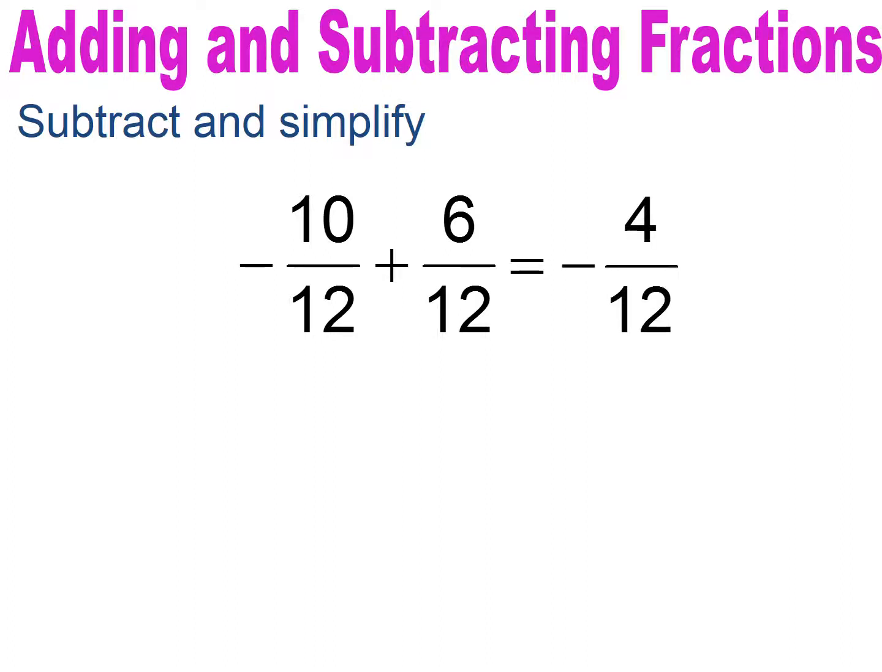Okay, so we have like denominators. I can perform the operation. In this case, I have different signs. I need to subtract and keep the sign of the higher number. So I end up with a negative 4 over 12, and I see it can reduce. So my final answer would be a negative 1 over 3.